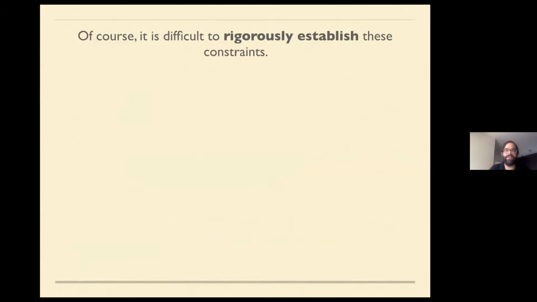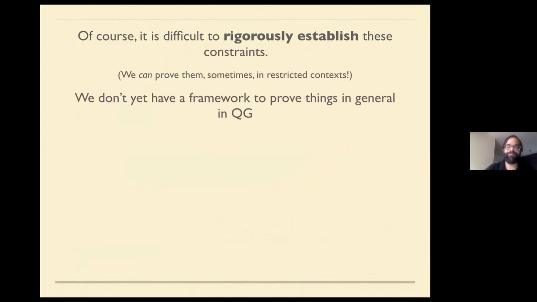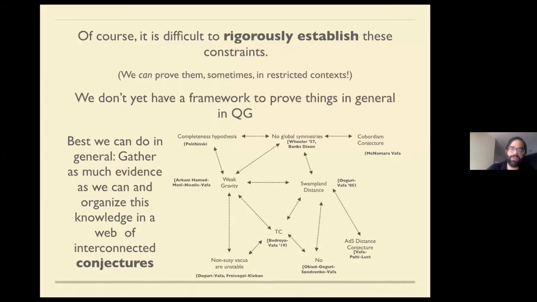It's basically impossible to rigorously establish any of these constraints. We can do it sometimes in some particular contexts, like in AdS/CFT or perturbative string theory, or sometimes we can prove that a given constraint holds in a very large class of examples in string theory. But we cannot really prove them in general because we just don't have a framework to prove things in general in quantum gravity. And so the best thing that we can do is to gather as much evidence as we can for the statements that we think are true and organize them into a series of interconnected conjectures. So these are statements with different degrees of support and validity. But the fact that they are all connected to each other gives solidity to the overall picture.